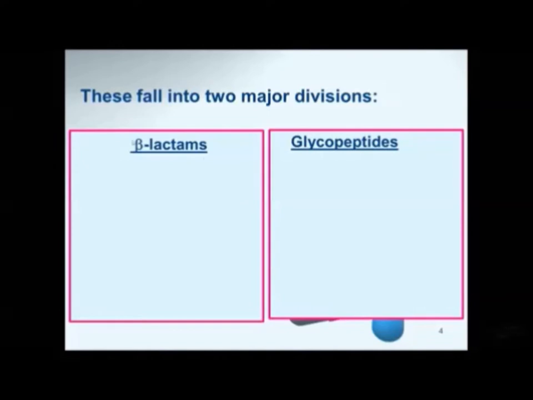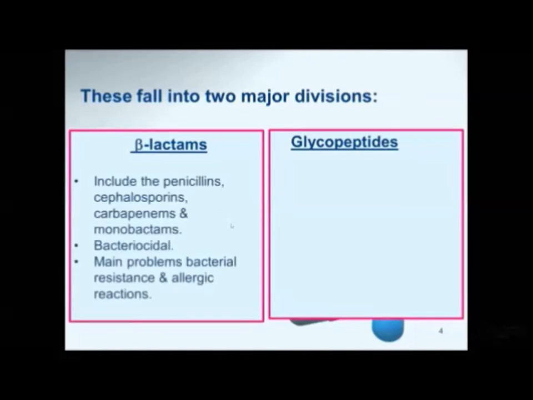The first major division, which contains a lot of very widely used antibacterial drugs, are the beta-lactams, because all of these drugs have in their chemical structure what is known as a beta-lactam ring, and it actually isn't a ring, it's more of a square. And so all of the drugs that fall into that category have that ring in their structure. And the other type are the glycopeptides. So let's just have a look at these two.